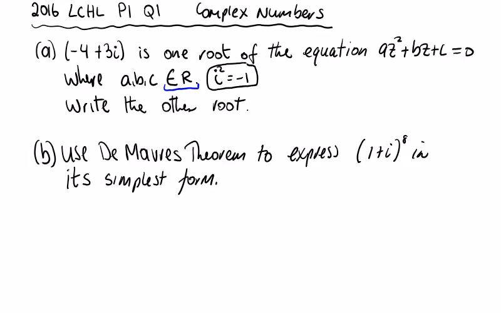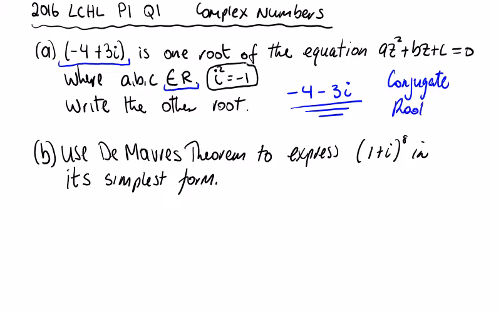So when a, b and c are elements of the real numbers, we can apply the conjugate root theorem, where the other root is minus 4 and we just change the sign of the complex part. So this is the other root. Easy marks, a tiny bit of knowledge gives you marks when you know these things. So the conjugate roots theorem. Make sure you know it.